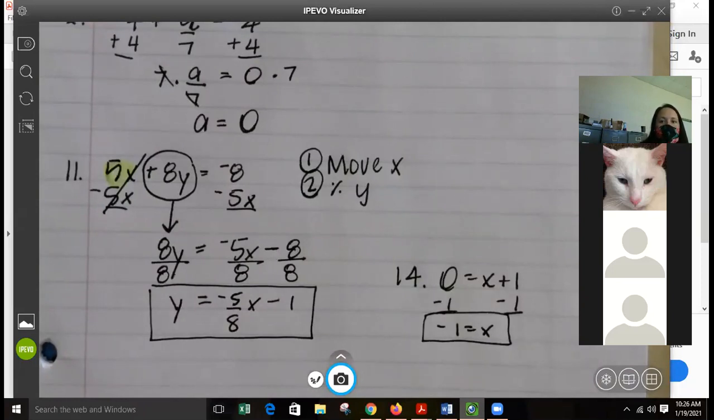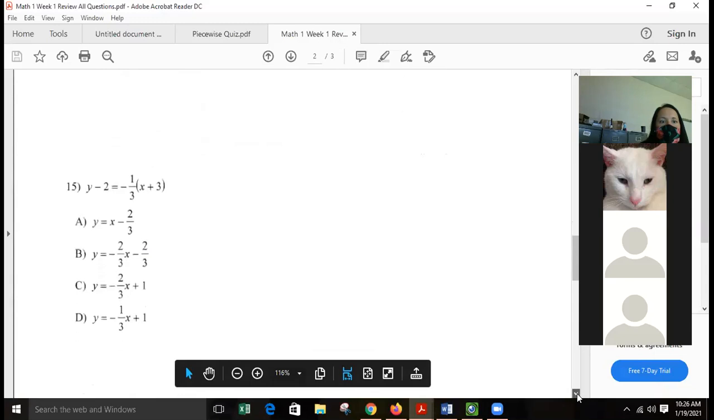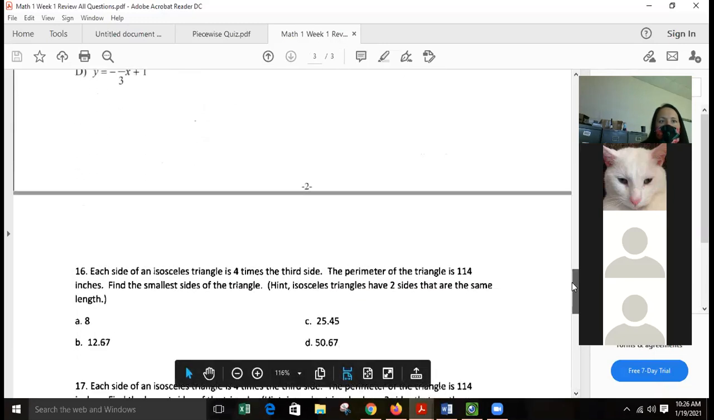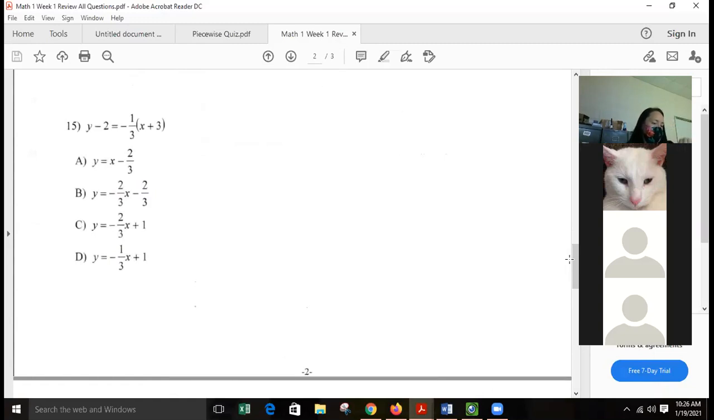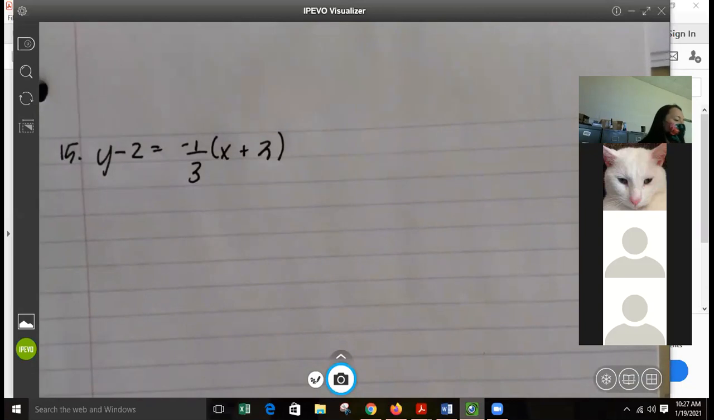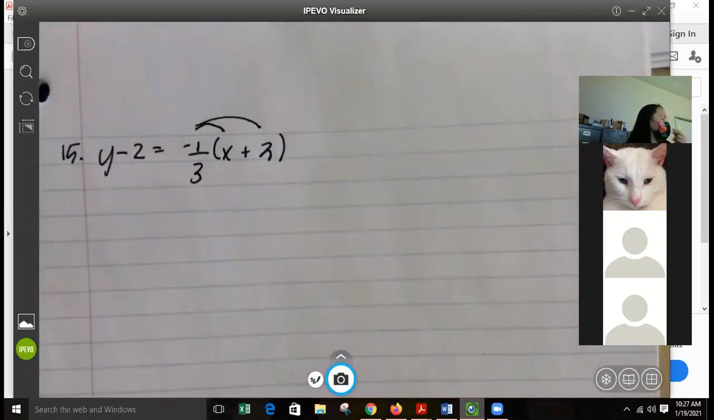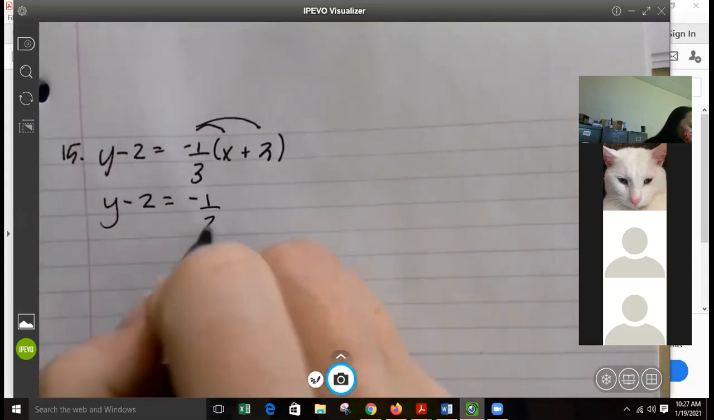Let me go back. Let's look at 15 real fast. I'm going to write it down. Sorry, I had to switch papers. y minus 2 equals negative 1/3 x plus 3. So that's what this one looks like. Remember, if we have parentheses, we go ahead and distribute. 1/3 times x is negative 1/3 x.